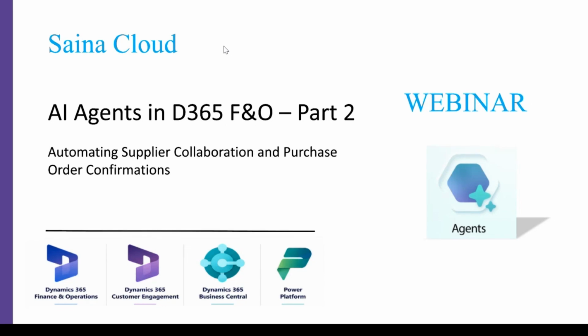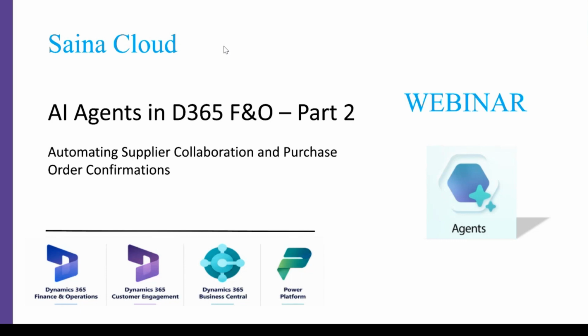Today we are going to look into AI agents in Dynamics 365 Finance and Operations as part two. What we are going to cover is automating supplier collaborations and purchase order confirmations. This is what we are going to see today.